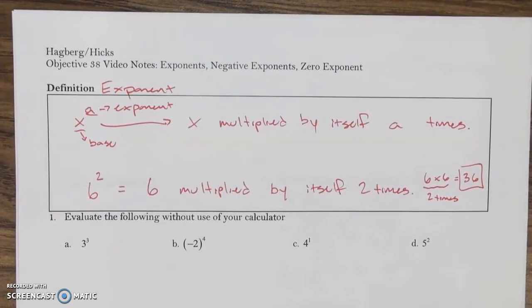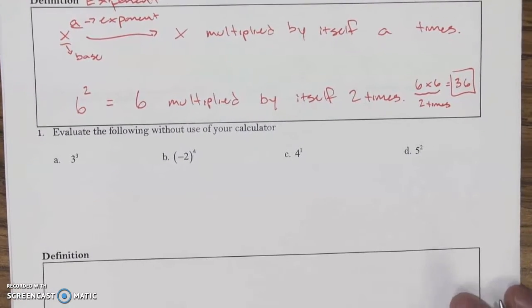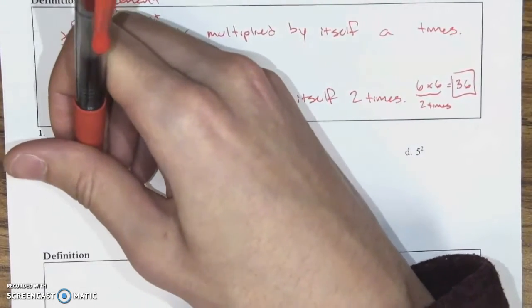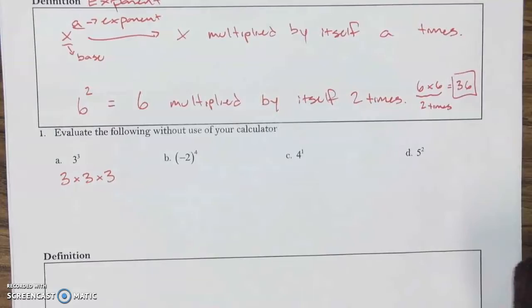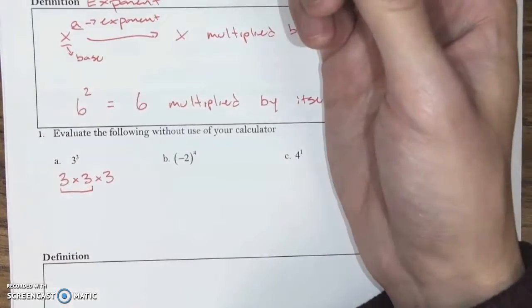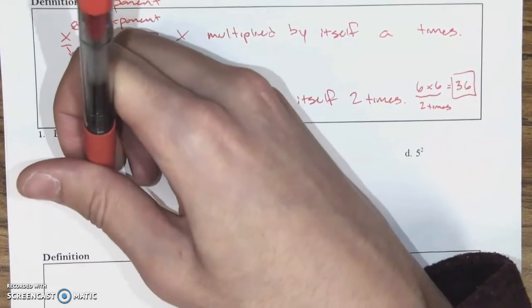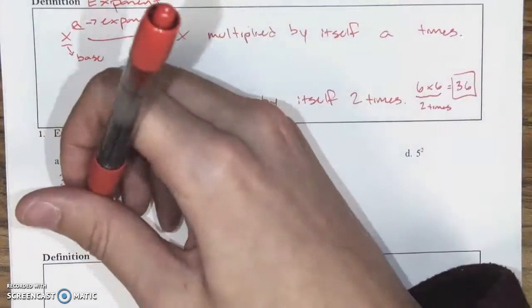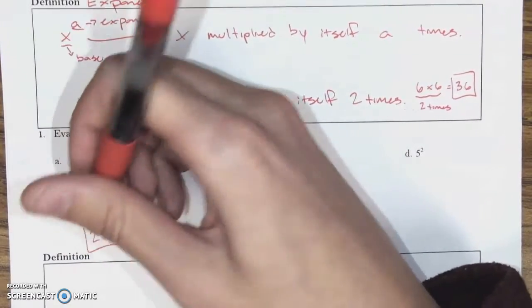Let's practice. For these, you may use a 4-function calculator. 3 to the third means 3 times itself 3 times. We follow order of operations, so we multiply from left to right. So 3 times 3 is 9. I'll bring down the times 3. 9 times 3 is 27. And that's our answer.